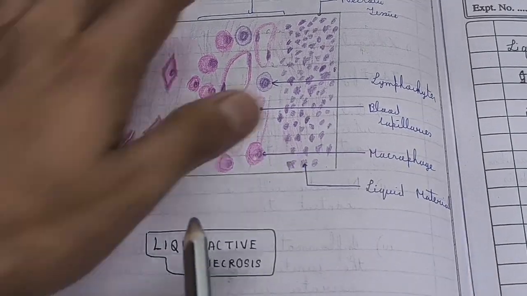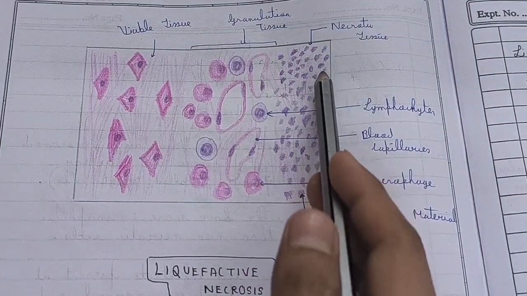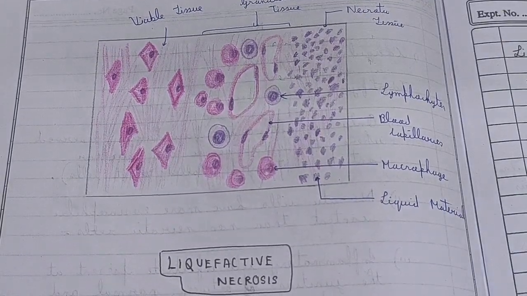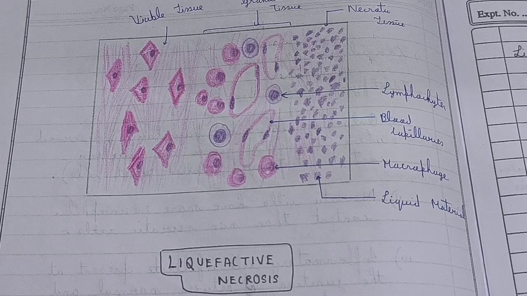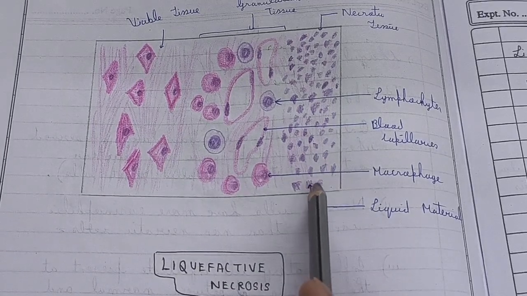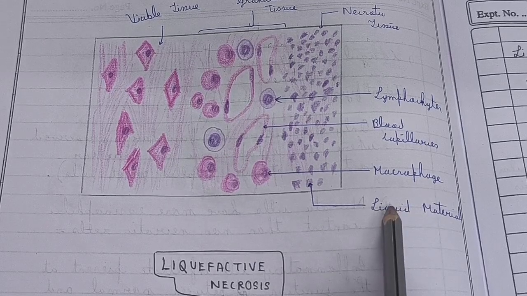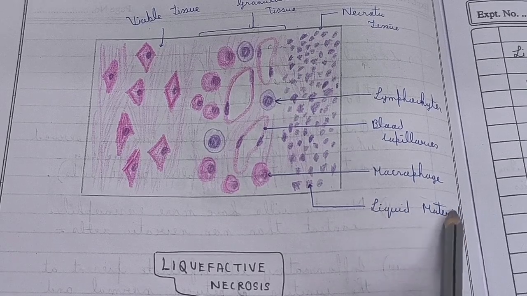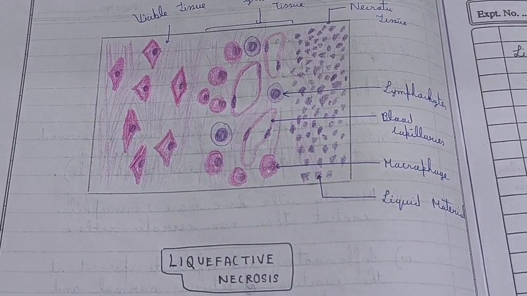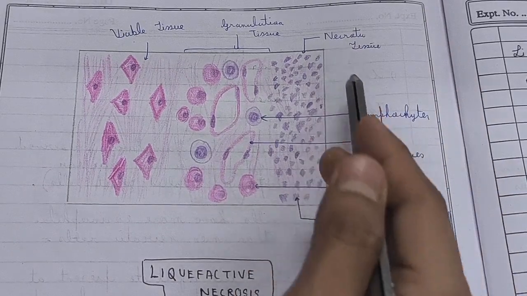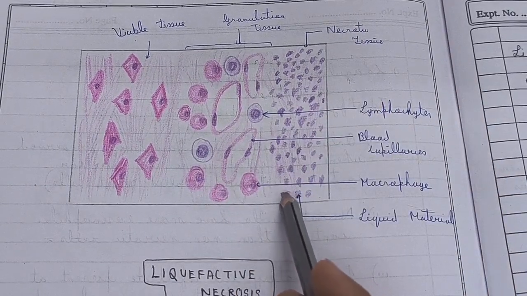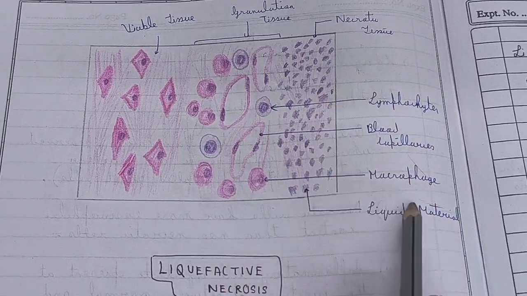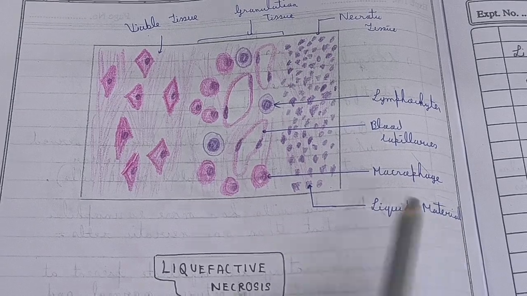Why liquid material? Because these necrotic cells have lost their nuclear, cytoplasmic and cell boundary contents, and after their destruction, the necrotic cells are converted into liquid-like materials or semi-solid materials. Therefore I have written liquid materials. So this is the first information: the necrotic cells have lost their nuclear, cytoplasmic and cell boundary content, and these necrotic cells are converted into liquid-like materials.